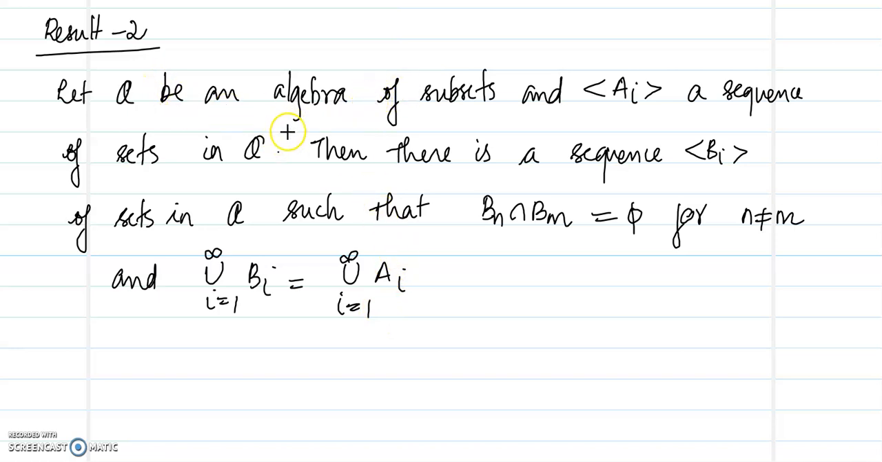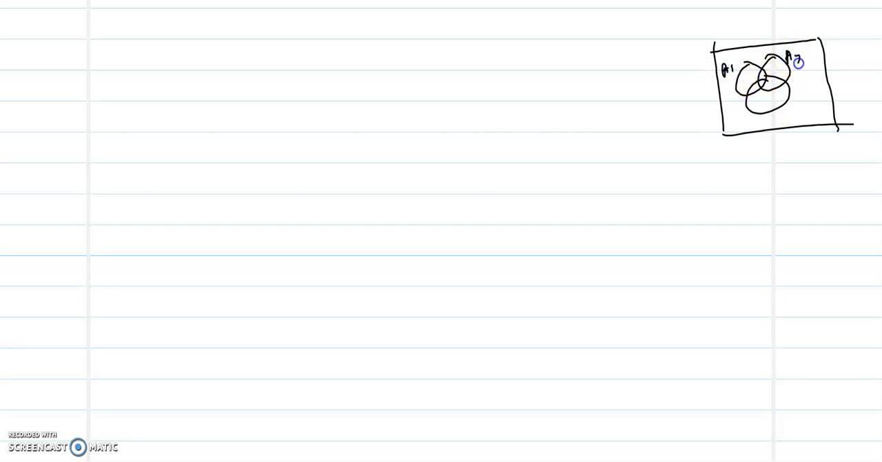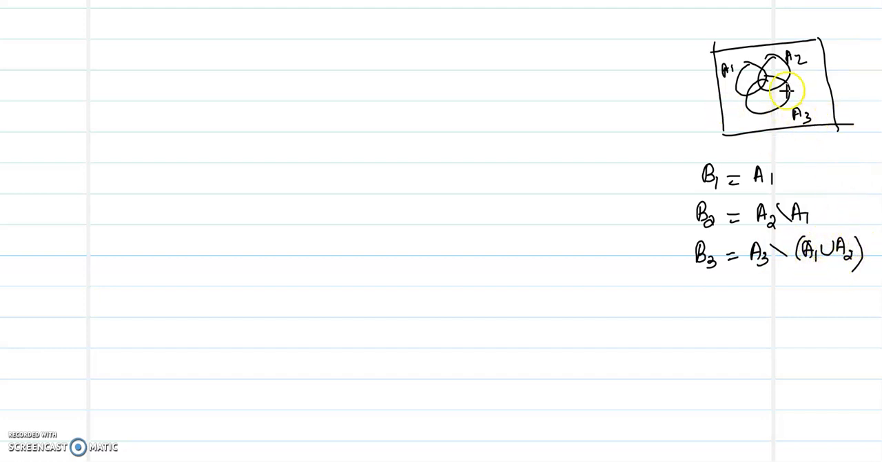Now the result is trivial when you have a finite number of sets. So we have seen that in last class. Say if we are having the sets A1, A2 and A3, then we'll take B1 equal to A1 and B2 we can take as A2 minus A1, and take B3 equal to A3 minus A1 union A2. So this will give us the required disjoint sets.